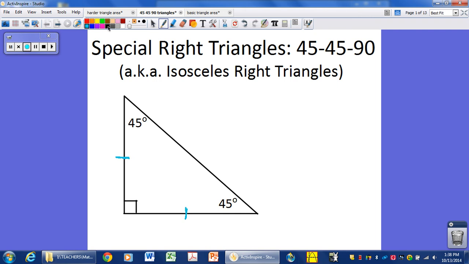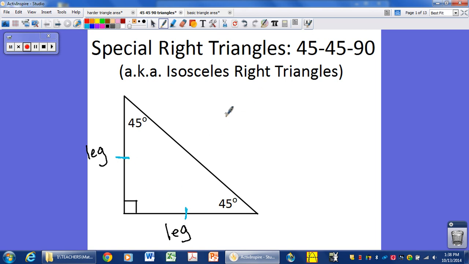So usually we call these things the legs, so this is one leg of the special right triangle. And it turns out because it's isosceles, both of these are the same exact length. So if this has a length of 9 units, then this also has a length of 9 units. So the legs are the exact same.